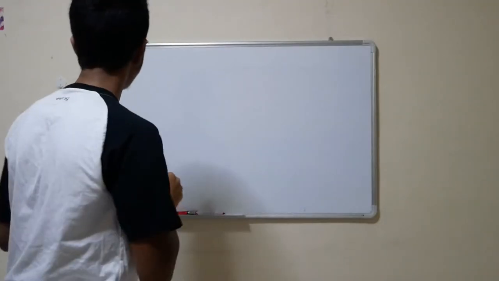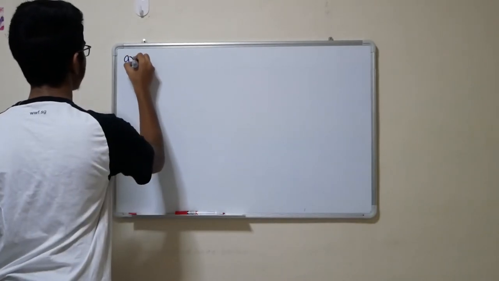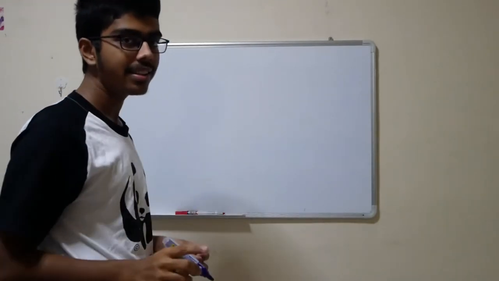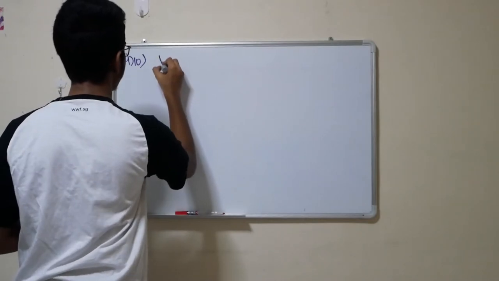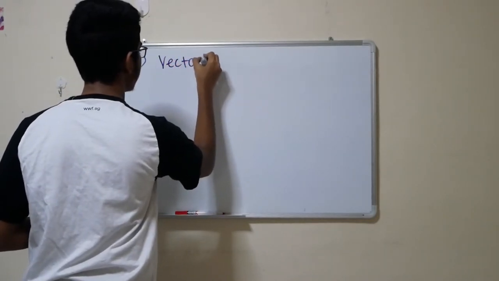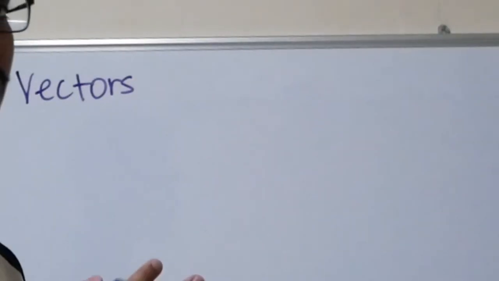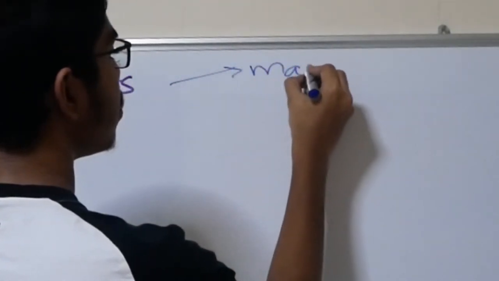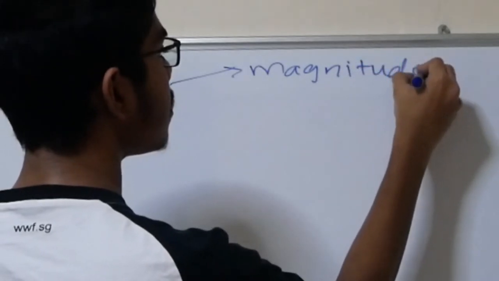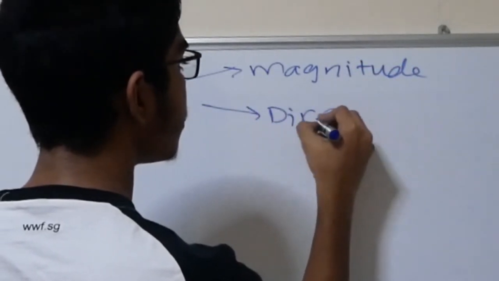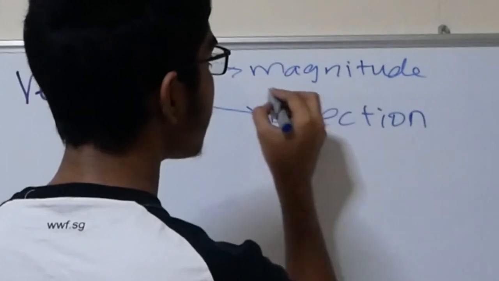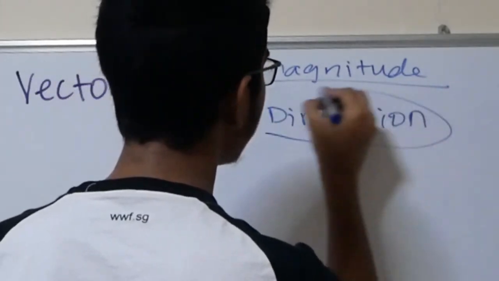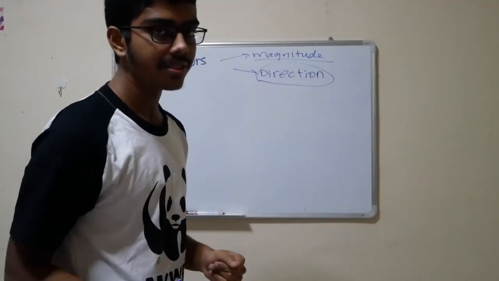So this will be the last two concepts to revise. Concept 9 and concept 10, I'll cover them together, and I'm going to deal with the idea of vectors. Now, many people don't know what vectors are. You just memorize that they have a magnitude as well as a direction, correct? People know the idea of magnitude, but they ignore this word called direction.